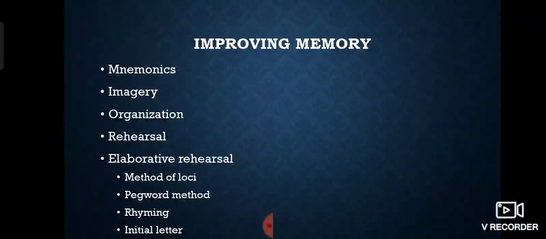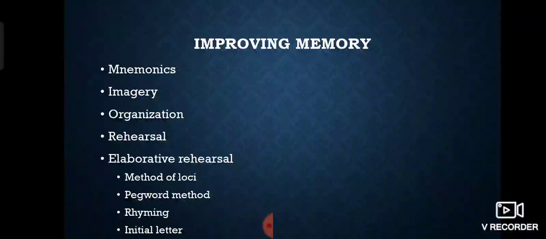Okay, and some of these strategies would include rehearsal, imagery, and organization. You know the mnemonic of the rainbow, Roy G. Biv. So those are the colors. Those letters would represent the colors of the rainbow: red, orange, yellow, and such.